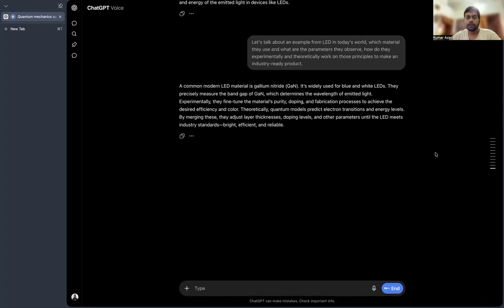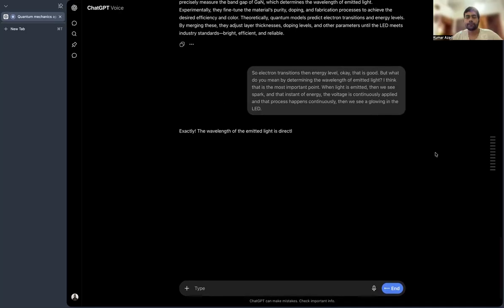So electron transitions and energy level, okay, that is good. But what do you mean by determining the wavelength of emitted light? I think that is the most important point. When light is emitted, then we see a spark, and that instant of energy, the voltage is continuously applied, and that process happens continuously. Then we see glowing in the LED.